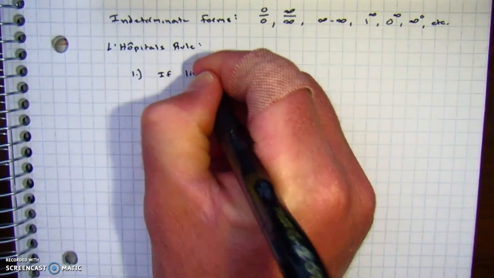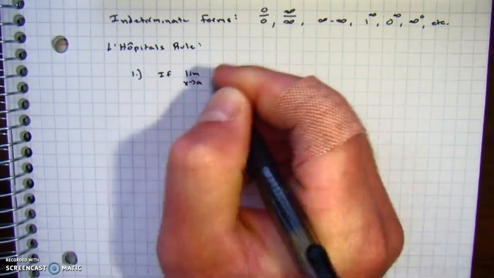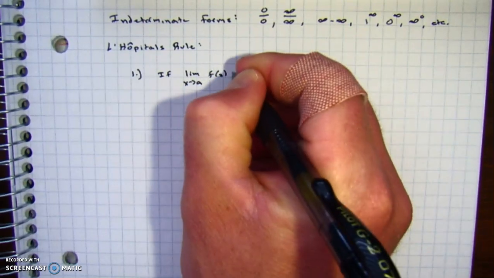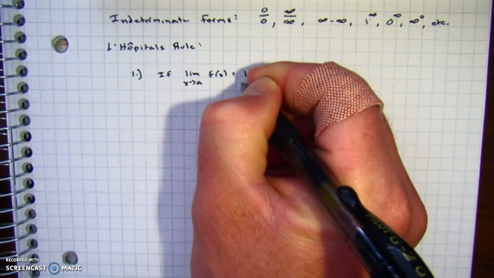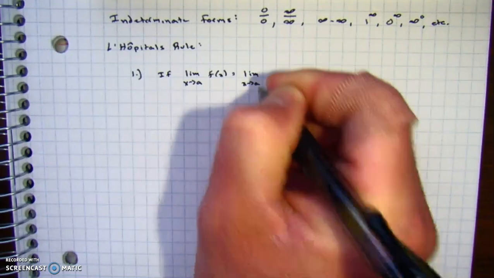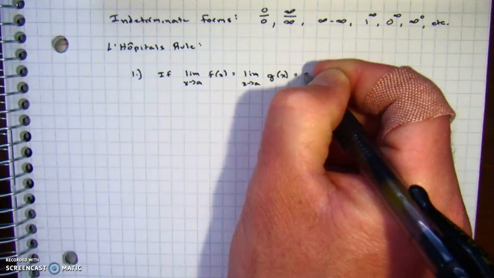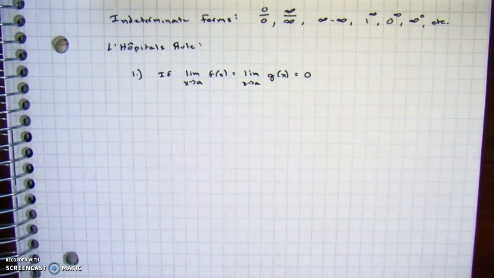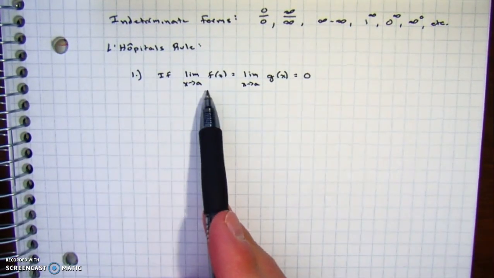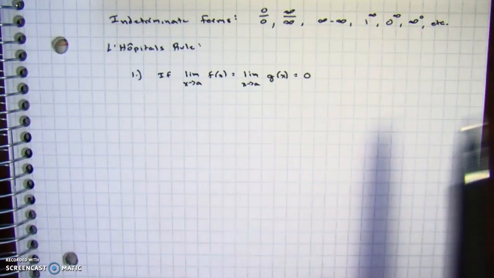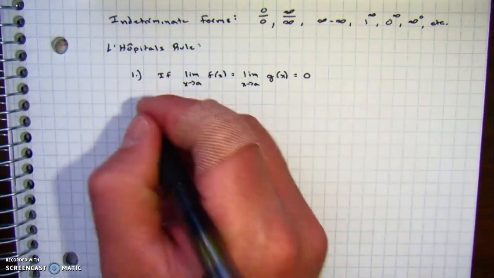So if the limit as x approaches a of f of x equals the limit as x approaches a of g of x equals 0. All right, so if this is the case, if this limit approaches 0 and this limit approaches 0, then you can use it.